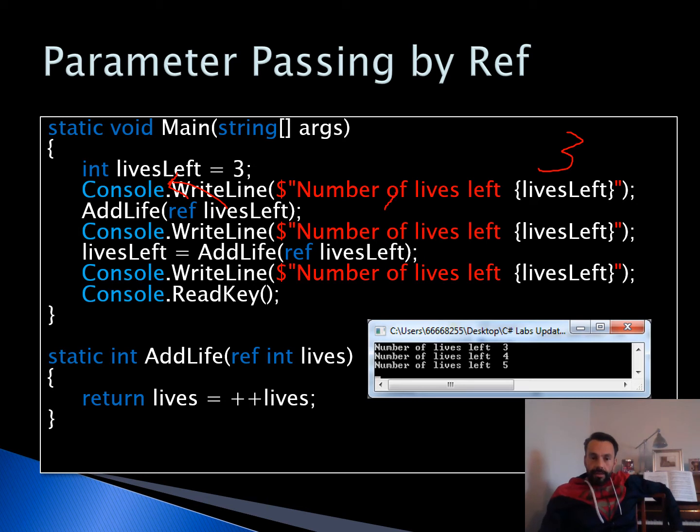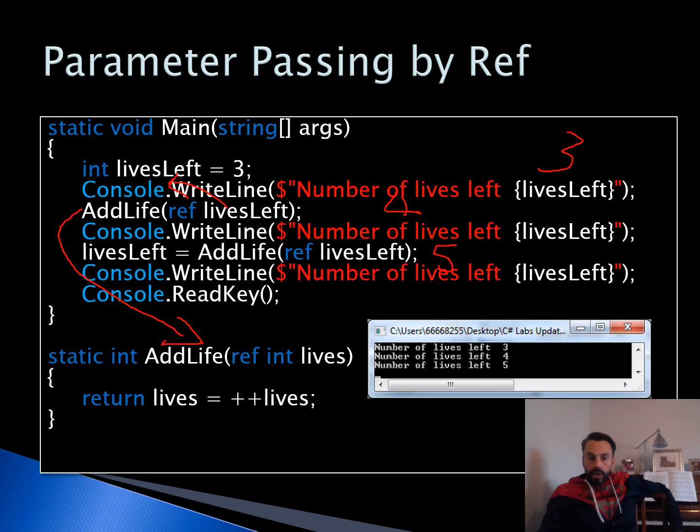And then you're going to get 4, and then you're doing it again. Well, you're still passing it in. livesLeft equals, you're doing it in a different way, just to show you the variability of it. So you get 3, 4, 5. And there, when we print out livesLeft, fair enough.